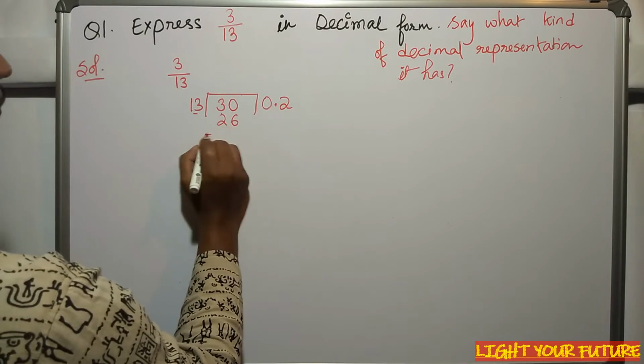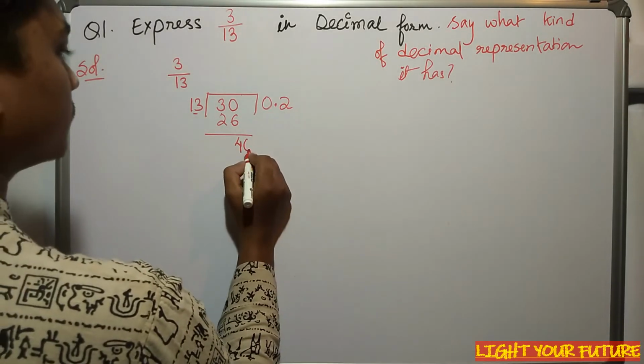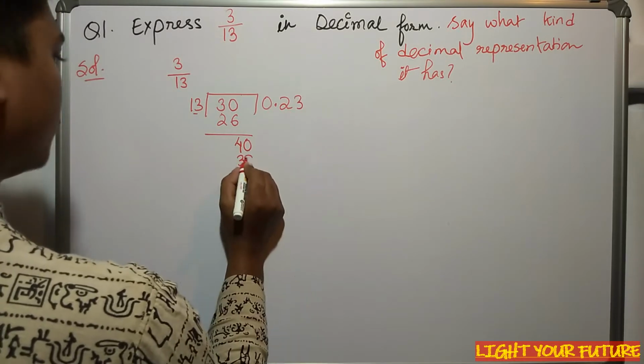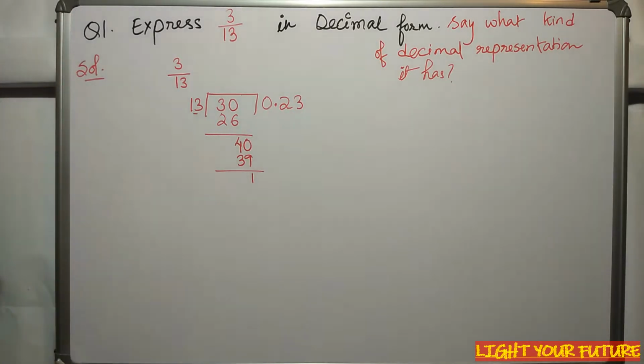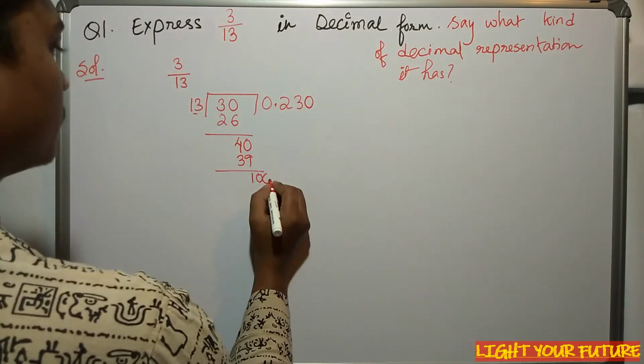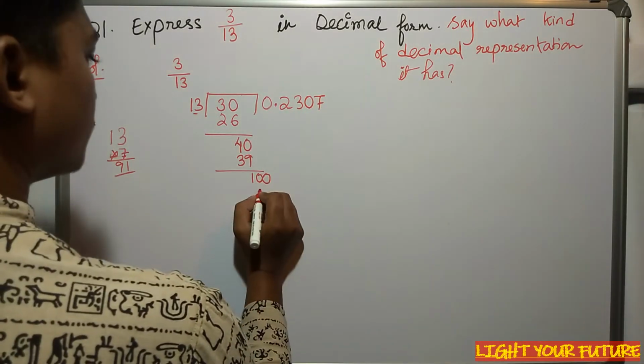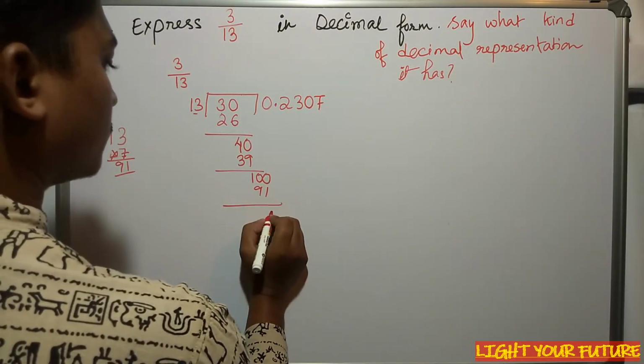Now, 13 2s are 26. We will get 4 as the remainder. Again we will take 0. Now 13 3s are 39. We get 1 as the remainder. We will take 0. Now 10 is less than 13, so we will take a 0 and it will be 100.